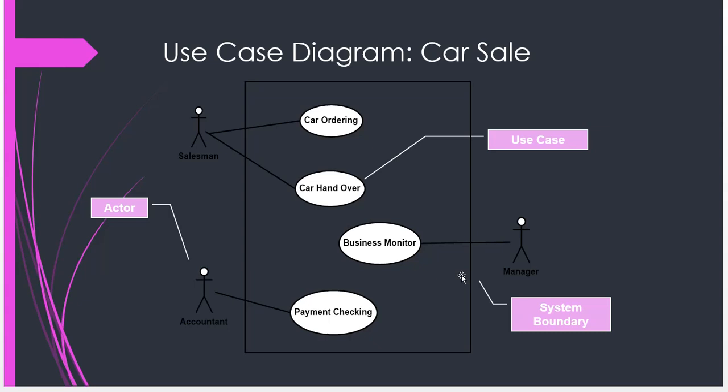Those use cases need to be taken care of in the system by actually creating those modules. And then the payment checking is done by the accountant, as well as the business monitor being done by the manager. So this is a simplified diagram just showing us the various use cases for a car sales system and how the system is used by various people or actors as they do their work.